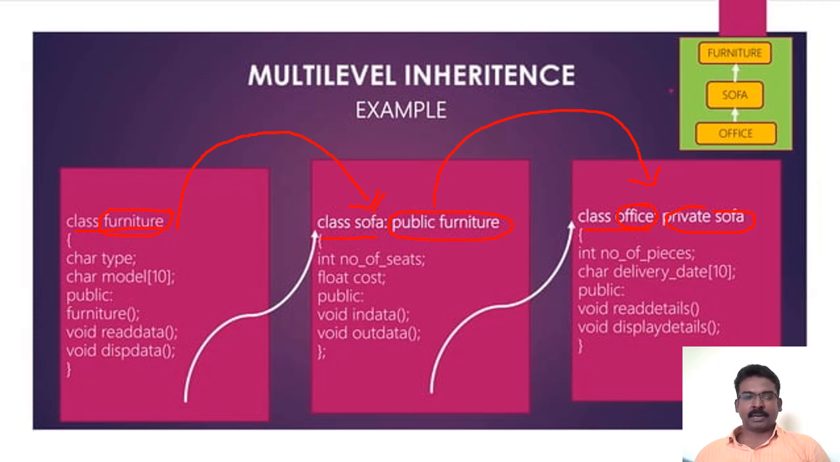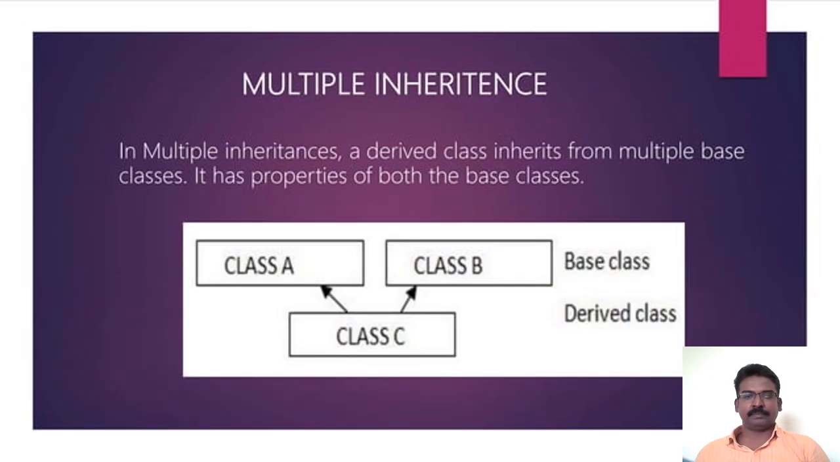These properties are coming into sofa, and again some new properties are introduced in the sofa class. So now the sofa class is able to access the members of furniture, as well as its own members. So sofa can be considered a combination of both furniture and sofa. Now the office class, from the sofa class itself, can access the properties of both sofa and furniture class. So this is nothing but multi-level inheritance. Here they have declared office is derived from sofa, and sofa is derived from furniture.